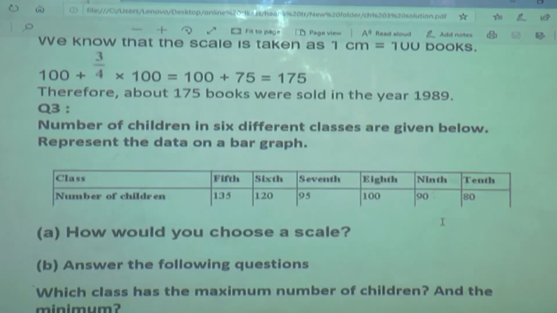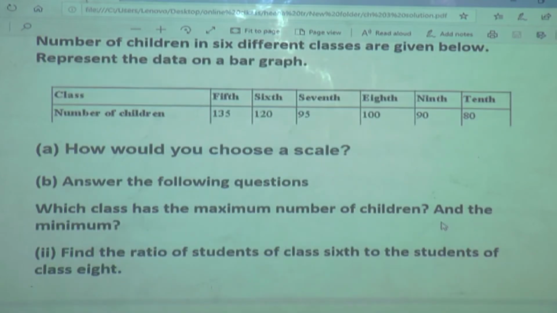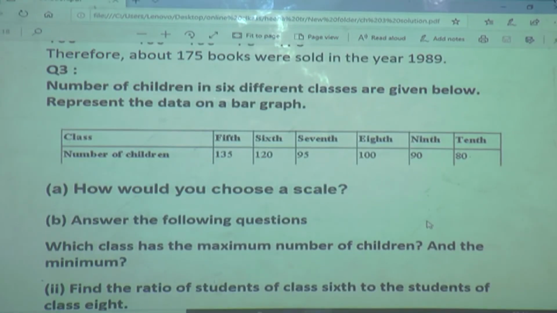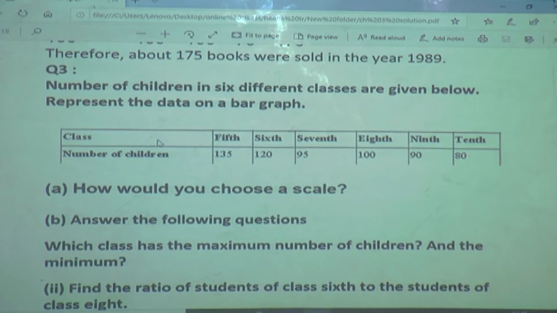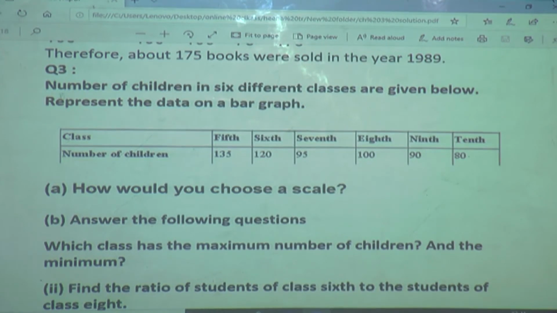Now we will see one more graph, one more data set given to us. We will see one by one. We have to plot a bar graph. The number of children in 6 different classes is given below. Here we have the classes as 5th standard, 6th standard, 7th standard, 8th standard, 9th and 10th standard. Represent the given data on a bar graph.